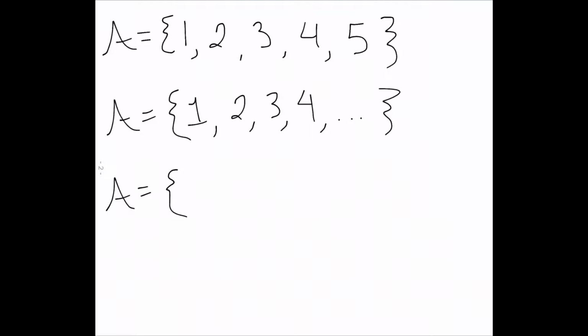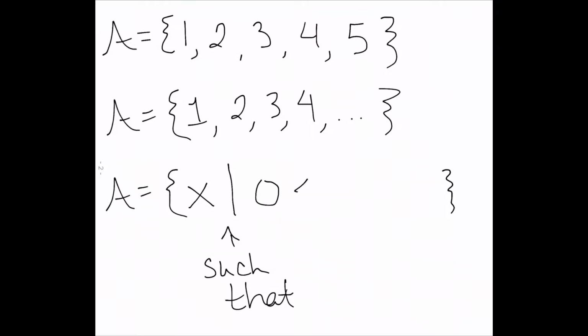They're always still between braces, and we start with saying x, and then we write a vertical bar. This bar means "such that." So essentially we're going to say it's all things x such that, and then we're going to give a condition for x. If I say 0 < x < 1, then these are the set of all numbers between 0 and 1, not including 0 and 1.